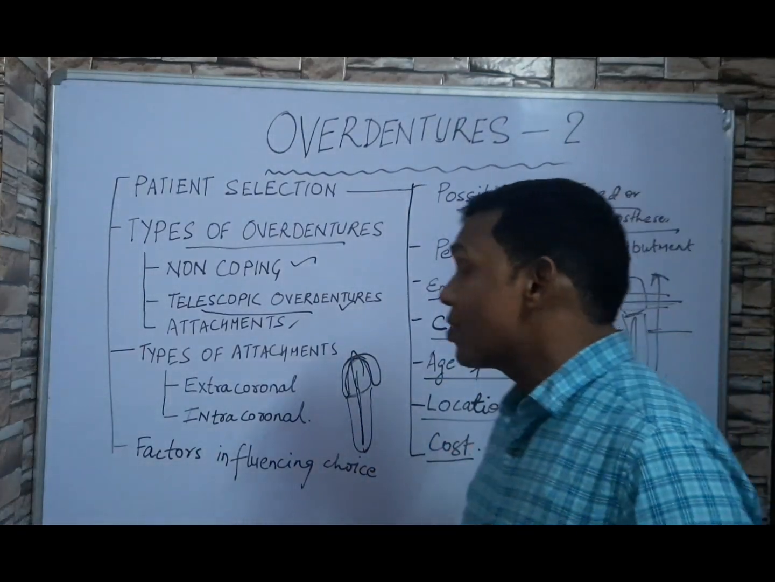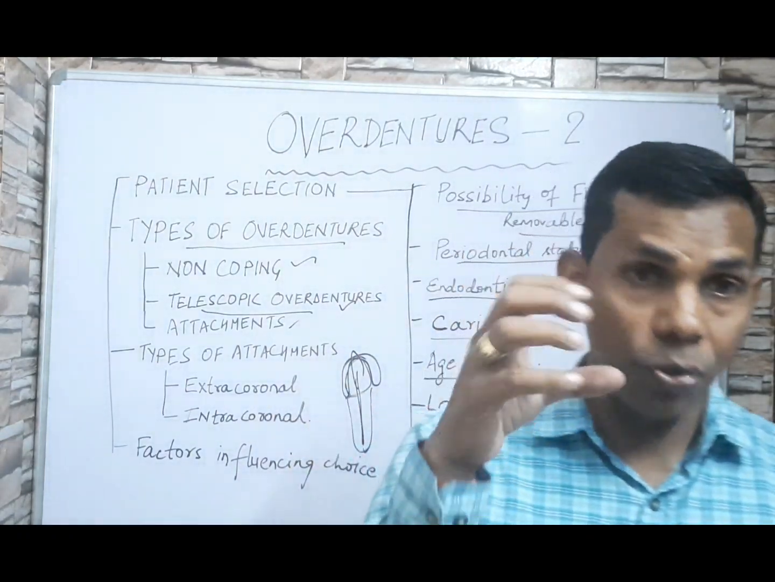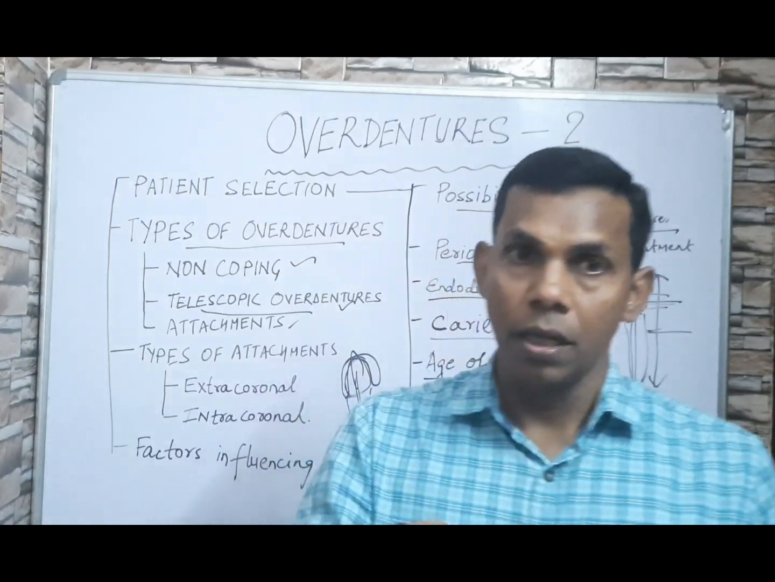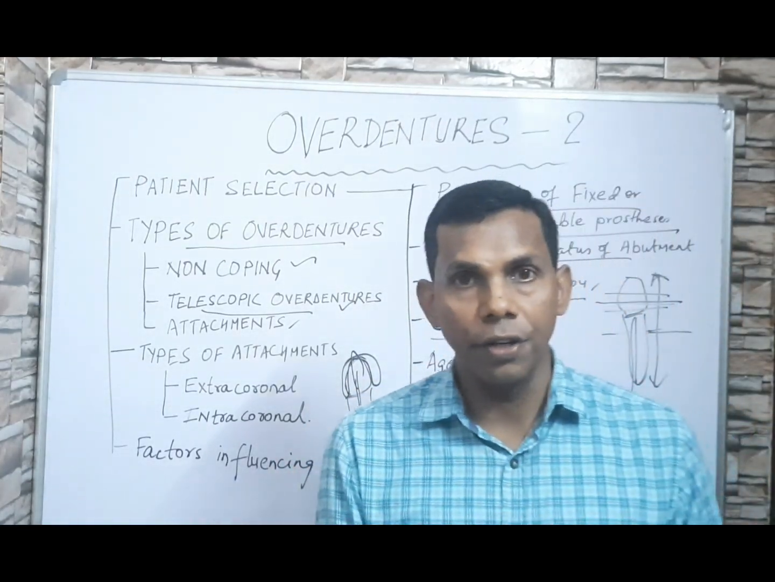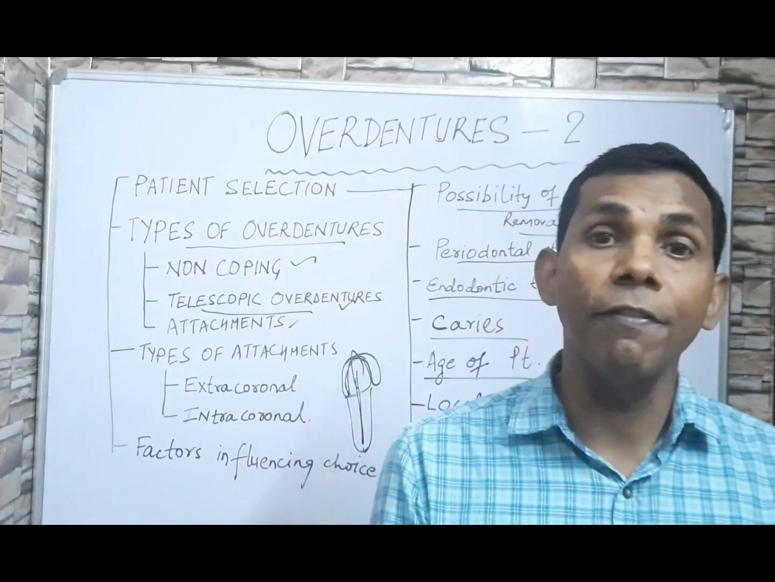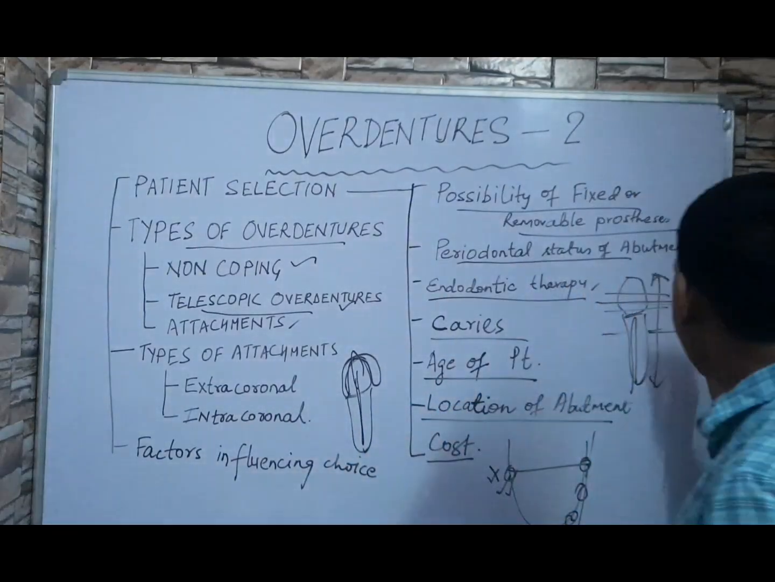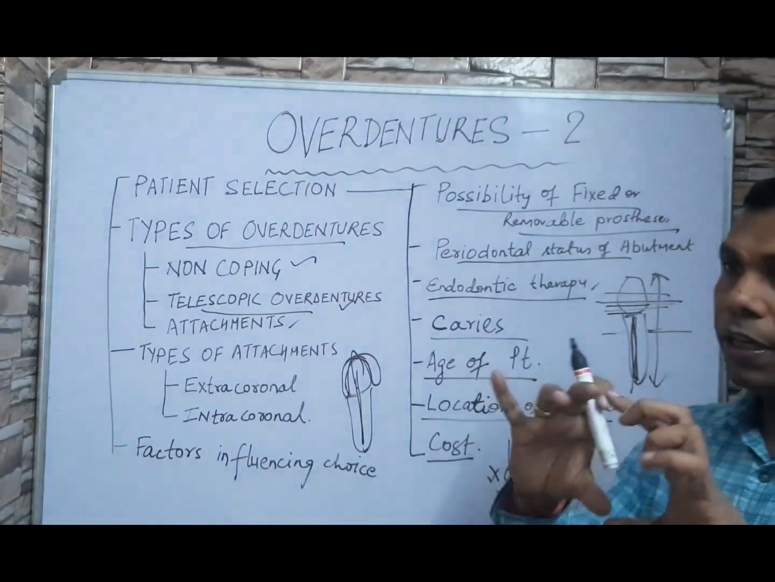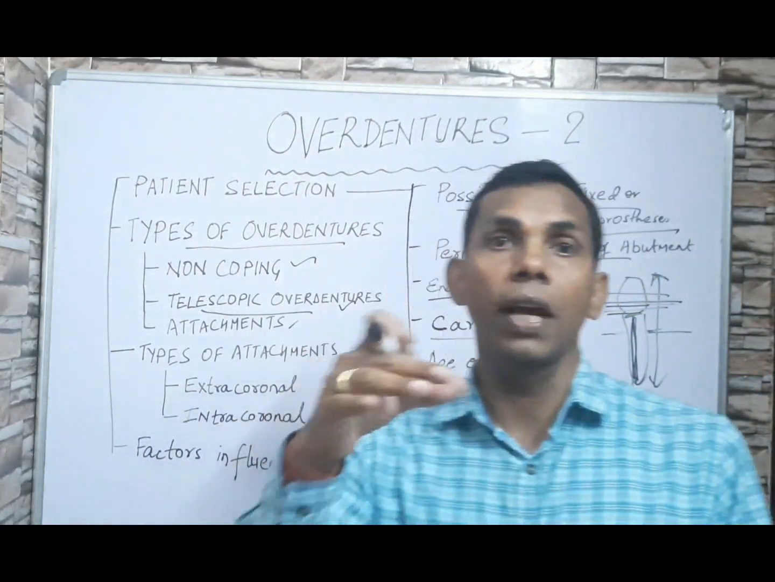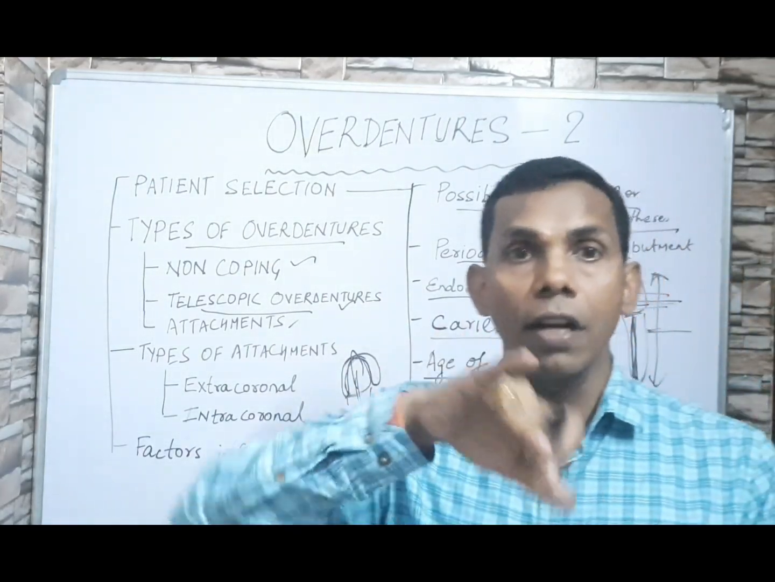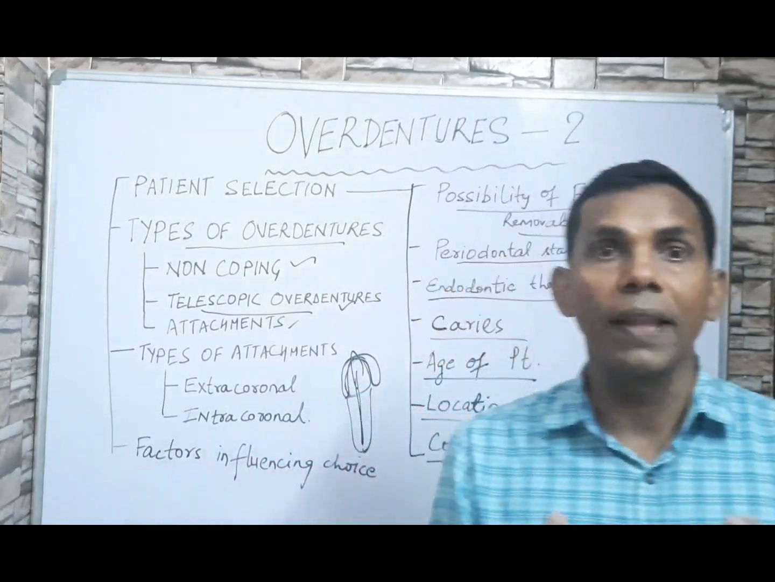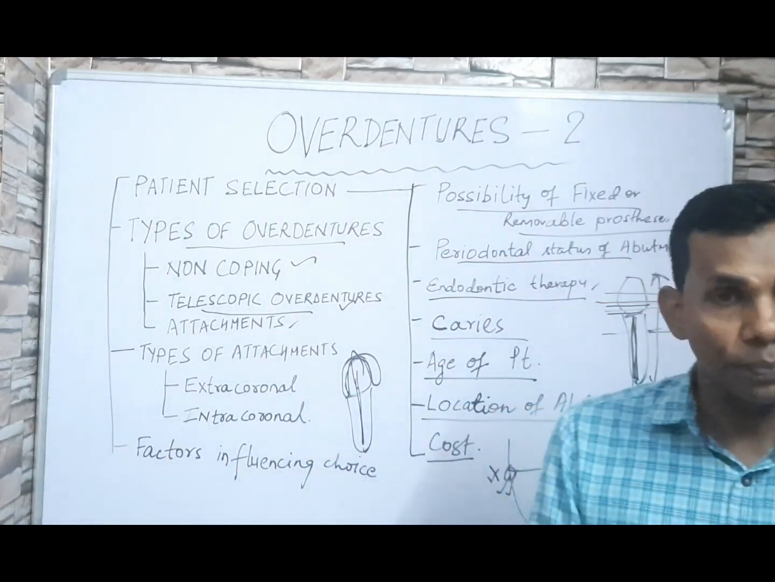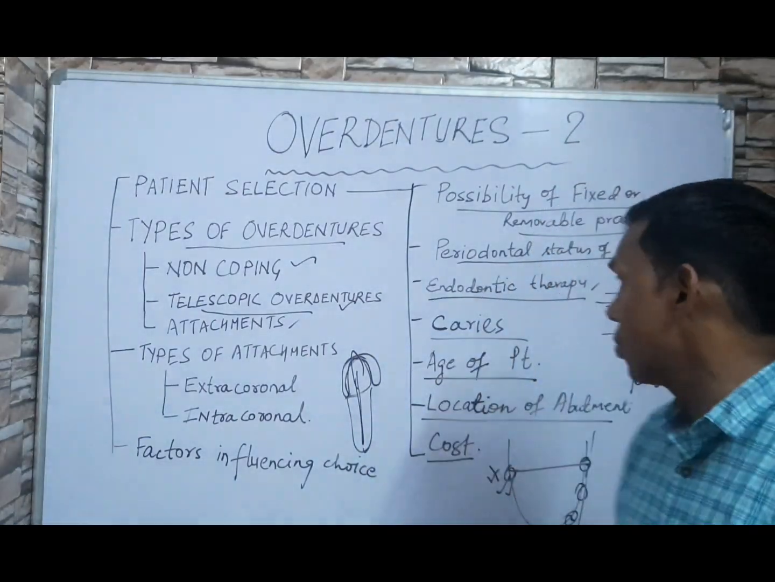Third option is wherein you are doing an endodontic treatment, and you are covering with a cast coping. Once you have done the endodontic treatment, you have freedom to reduce the tooth. You have freedom to reduce in such a way that after reduction, you can give a cast coping over a reduced tooth, and then over that you can make an overdenture.